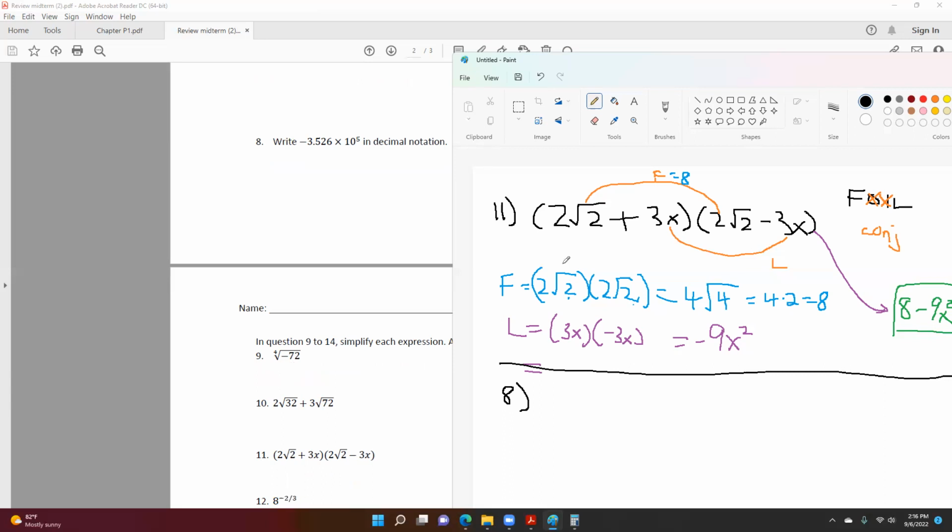So what you do here is you take this 2 and then this 2, you multiply, you get 4. And then you take this √2 and √2, you get √4. But the square root of 4 is a perfect square, it is 2. So that's why you get 4 times 2.